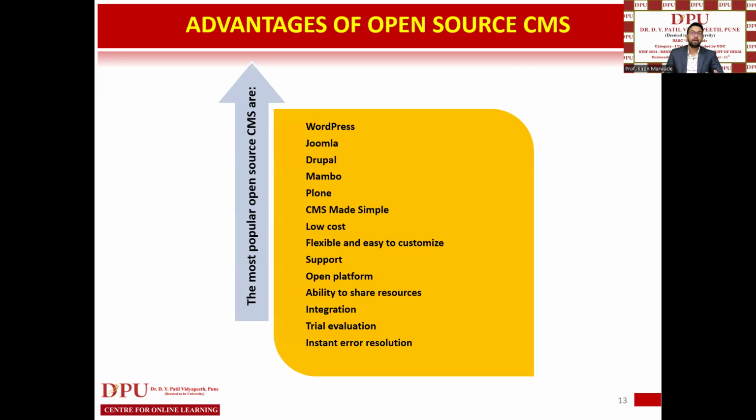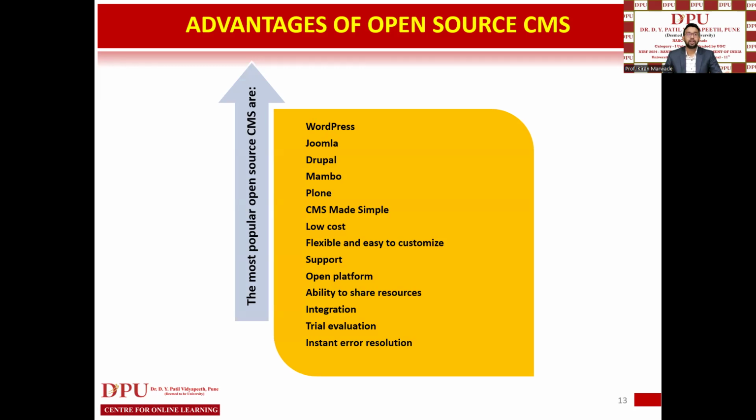So what are the advantages of the open source systems? Or what are the most popular open source systems? WordPress is one of the most popular open source systems. Then Joomla is there, Drupal is there, Mambo is there, Plone is there.